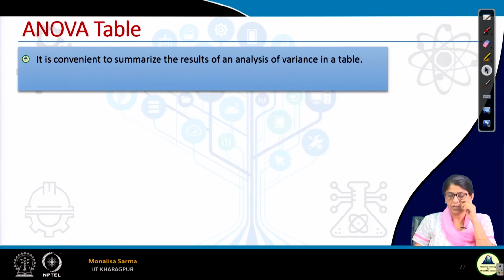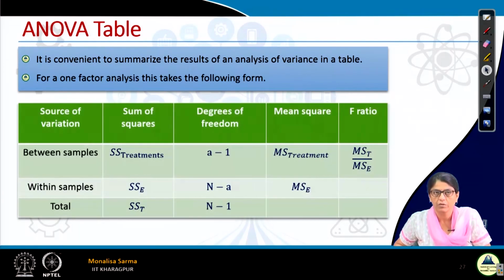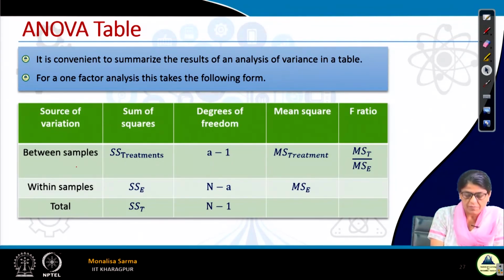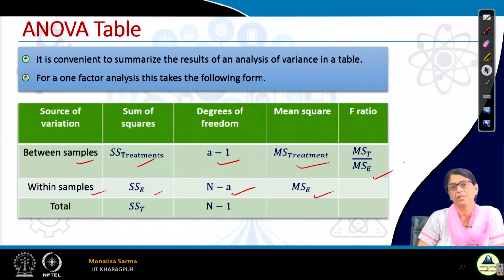So, it is convenient to summarize the results of the analysis in a table for a one factor analysis. We can just give it in a table form. Source of variance between samples is the SS treatment, its degrees of freedom is a minus 1. From that we find MS treatment: SS treatment divided by a minus 1 gives MS treatment. Then within sample it is SSE. SSE divided by n minus a gives MSE. Then F is nothing but MST by MSE.